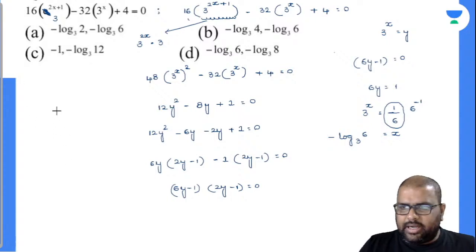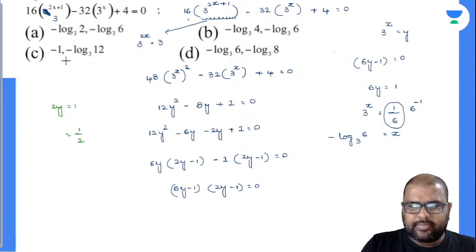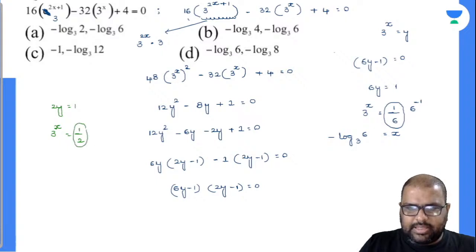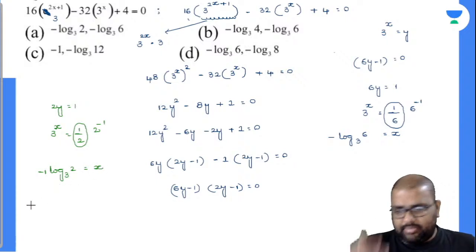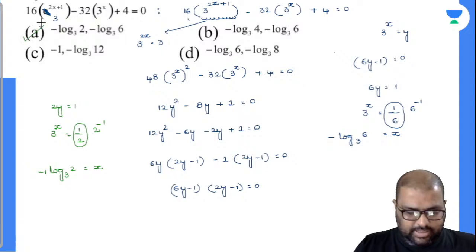Come to the next one. I'll write here 2y is equal to 1 and y is equal to 1 by 2. In the place of y, I can substitute 3 to the power of x. So again, I can convert them into log. This 1 by 2 can be written as 2 to the power of minus 1. So log base 3, 2 to the power of minus 1 will be minus 1 log 2 is equal to x. Now minus 1 log base 3 2 and minus 1 log base 3 6 will be your answer, and your option number A is 2.